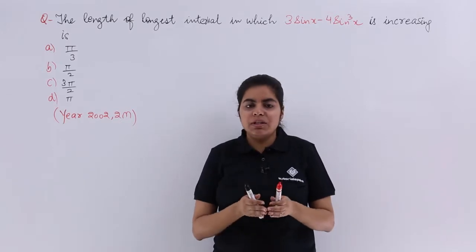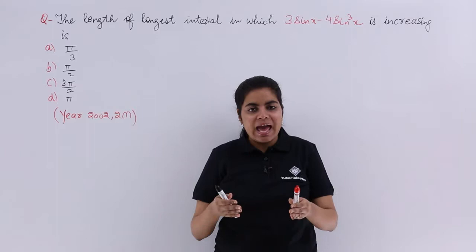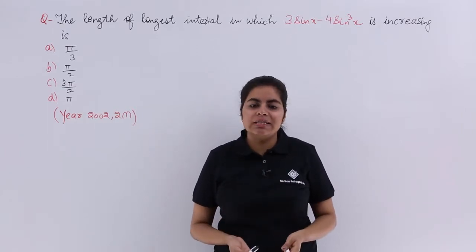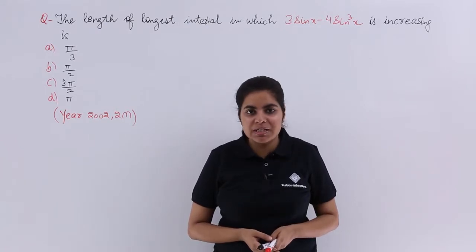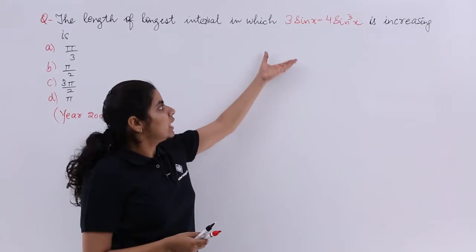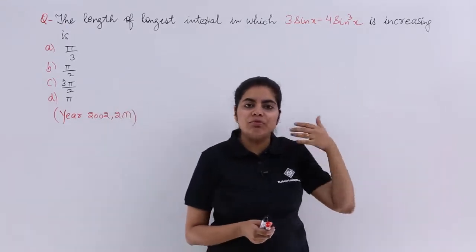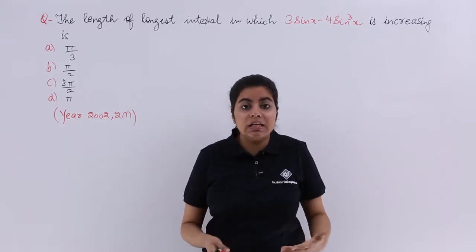So you have been given the function as 3 sin x minus 4 sin cube x, and if you know the formula for this, there is nothing left in the question. So what is the formula of 3 sin theta minus 4 sin cube theta? It is sin 3 theta. So basically you have been given sin 3x and you have to find out the length of the longest interval in sin 3x in which it would increase.